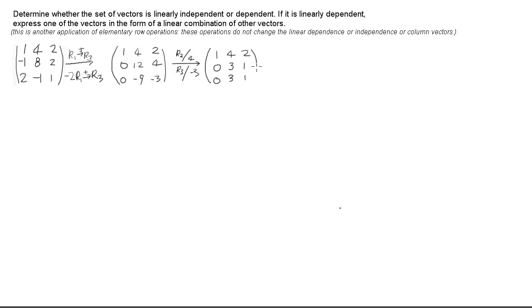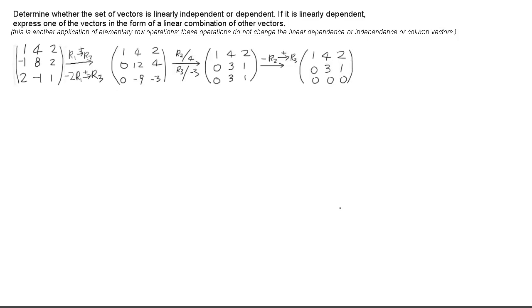Now this is not in the row echelon form yet, because we still have 3 over here. We're looking at these two rows. So we now see that we use -R2 added to R3. Okay, and that's what we have. We have 1 and 4 and 2 and 0 and 3 and 1 and 0 and 0 and 0. Okay.